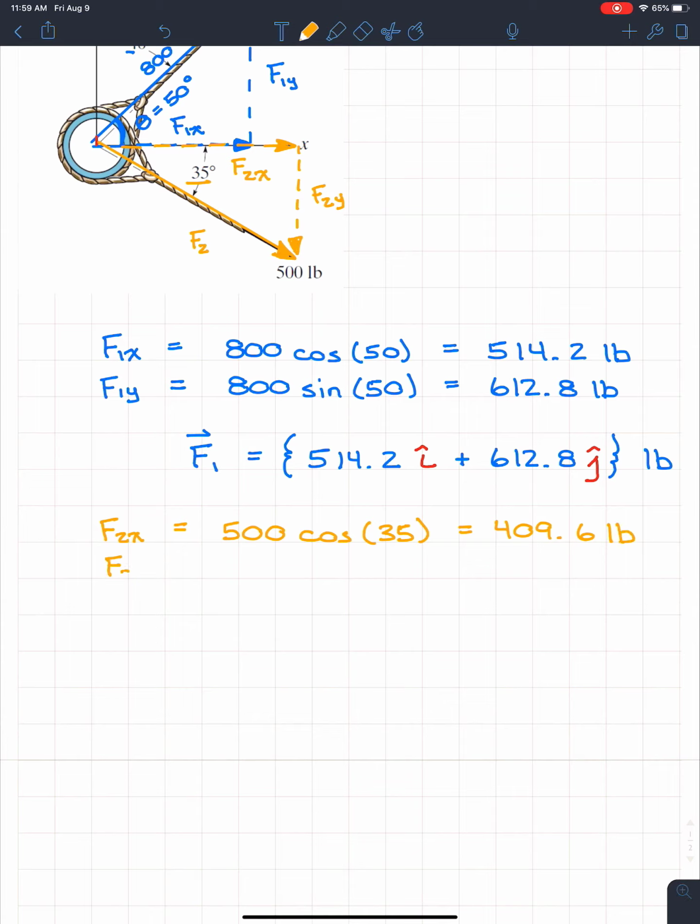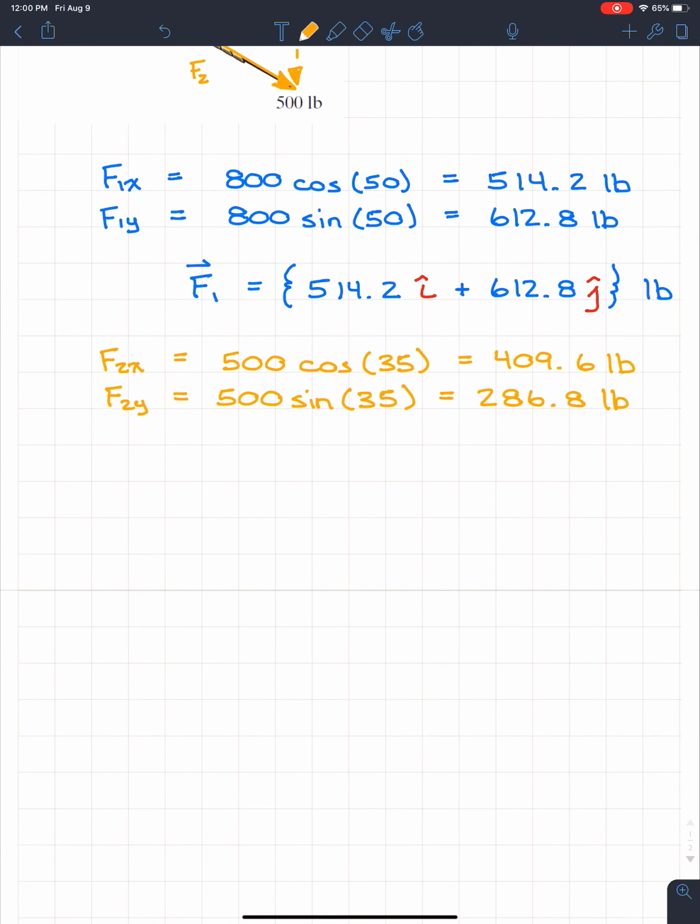Similarly, we can do the same thing for the vertical component. So F2y is going to be equal to the magnitude, 500. The only thing that changes here is this is going to be sine, so sine of 35, which is going to be equal to 286.8 pounds.